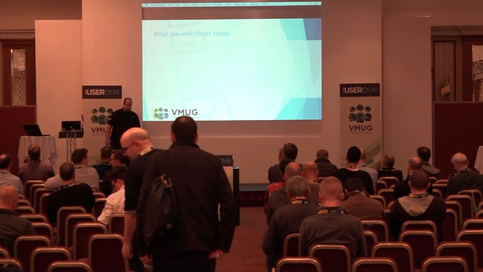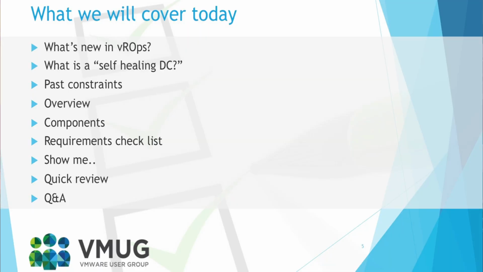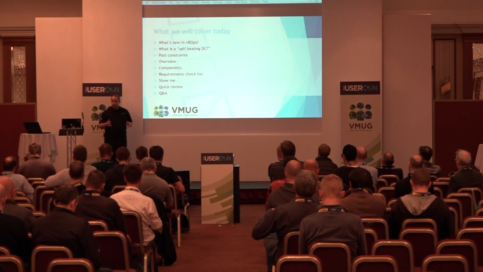Okay, so what we're going to cover today. We'll have a quick look at what's new in vROps, and I mean very quickly, because I know you're here about the subject matter. But it's good for you to get an understanding of what's new in vROps. We'll cover what the self-healing datacenter is, what does it mean? What were the past constraints, because it was actually possible beforehand with vCops. We'll have a look at the overview, we'll look at the components. We'll go through a requirements checklist so you can see everything that's required to make this actually possible in vROps. And I'll show you via fixed slides how it comes together.